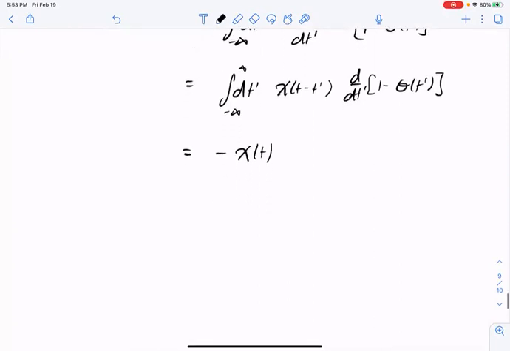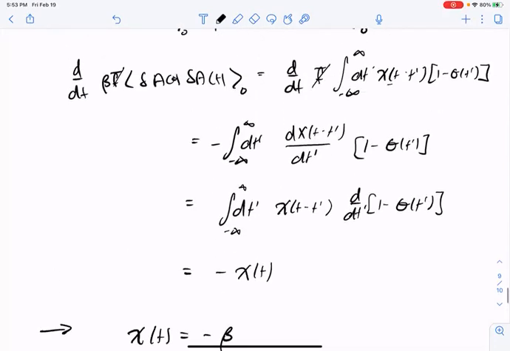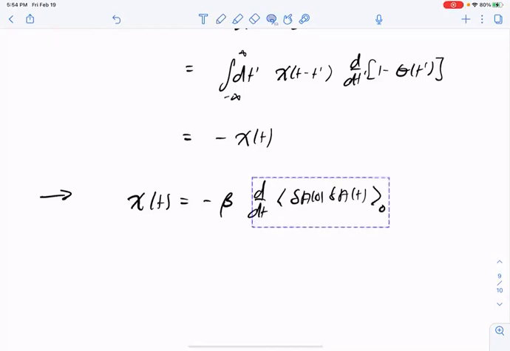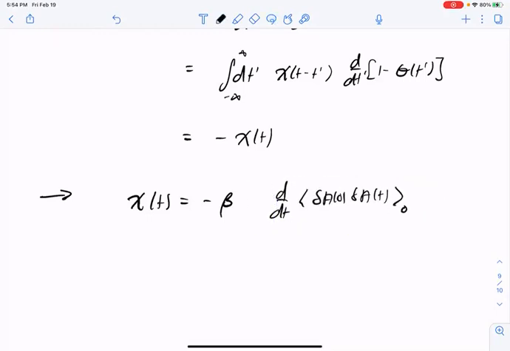So what we have just found is that chi of t is equal to minus beta, the time derivative of the time correlation functions of A in the absence of the force, up to a theta function that invokes causality. So this is a neat enough result.